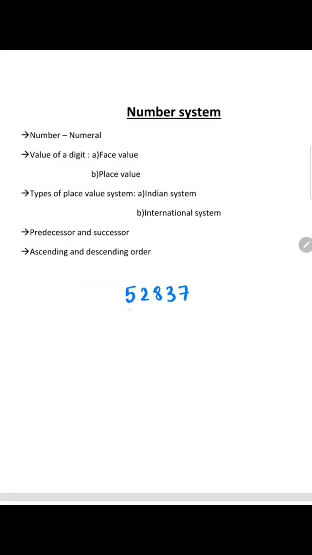Let us find out the predecessor and successor of this 52,837. So, the predecessor of 52,837 is 52,836. This is the predecessor of 52,837. Let us see what is the successor of this number. The successor of this number is 52,838. So, this is the predecessor and this is the successor.